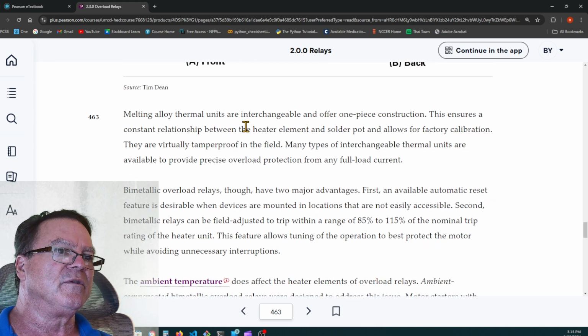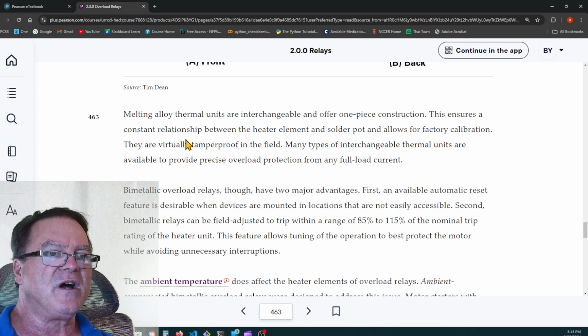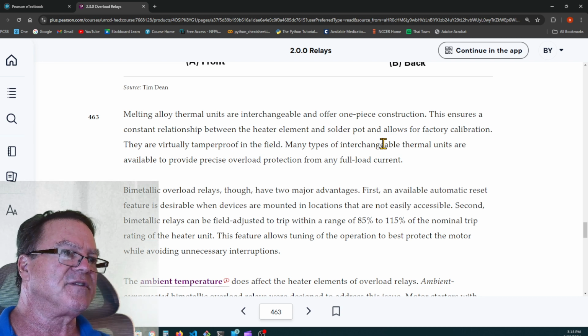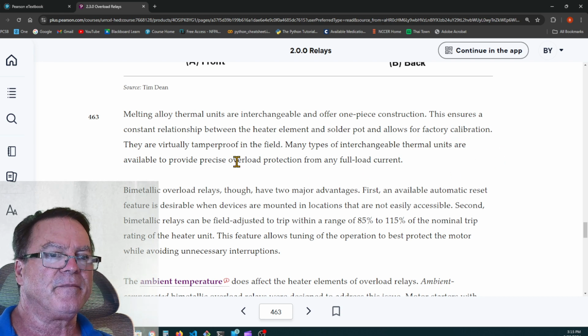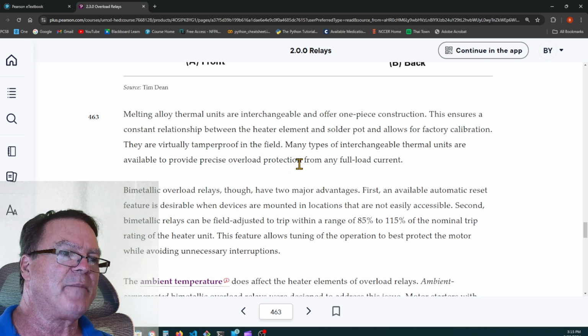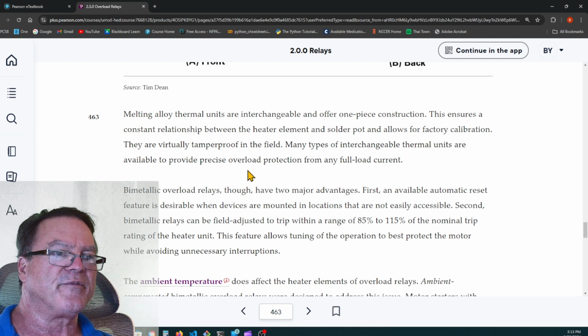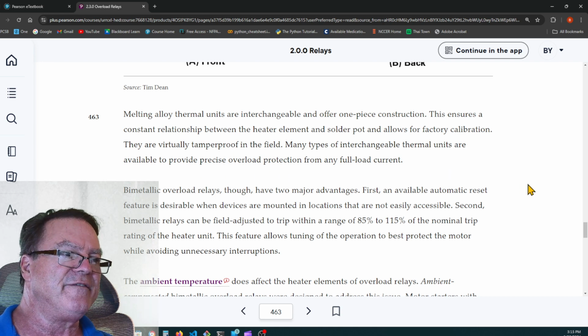Melting alloy thermal units are interchangeable and often can offer one-piece construction. This ensures a constant relationship between the heater element and the solder pot, and always allows for factory calibration. They're virtually tamper-proof in the field. Many types of interchangeable thermal units are available to provide precise overload protection for any full load current.